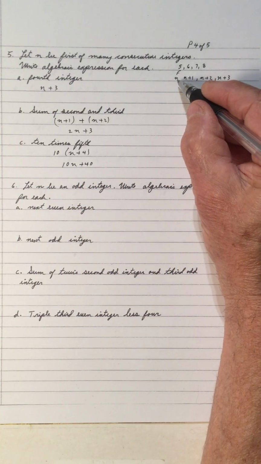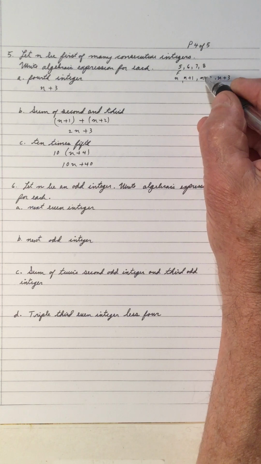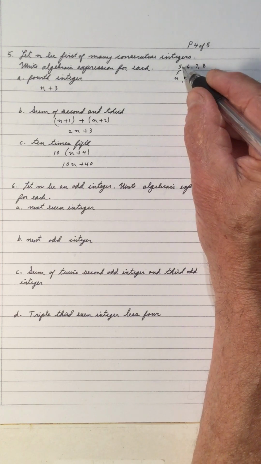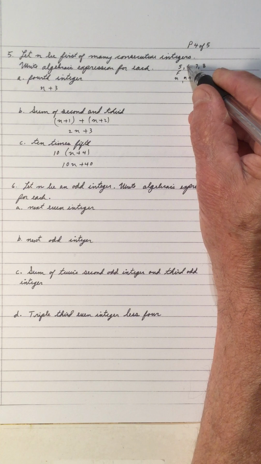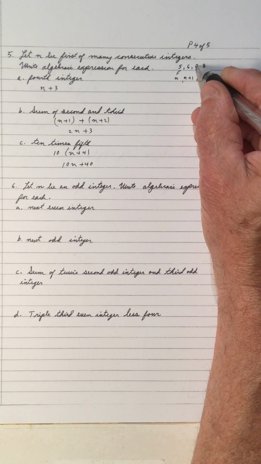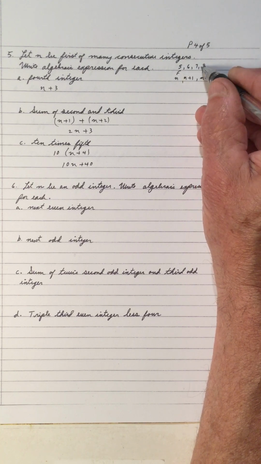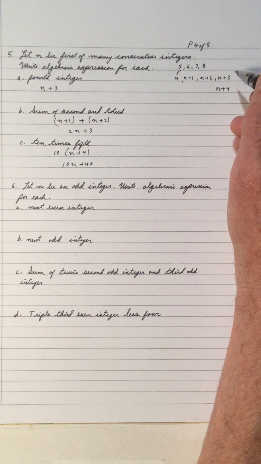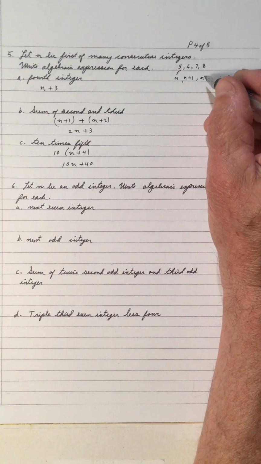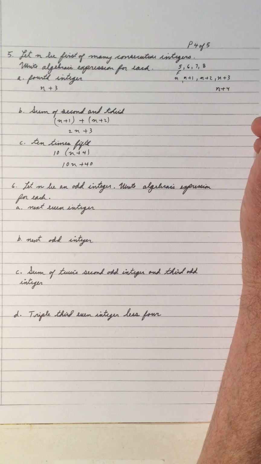Again, consecutive. First, you add on 1, you add on 2, you add on 3. Notice, 5 add on 1 is 6. If you take 5 and add on 2, you get 7. Take 5 and add on 3, you get 8. So consecutive is n plus 1, n plus 2, n plus 3.